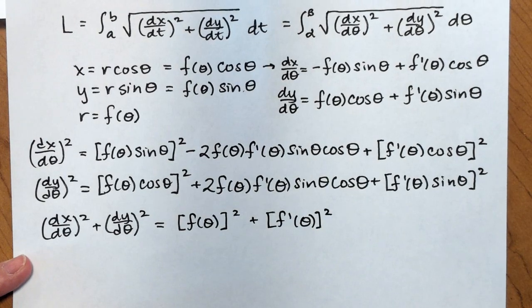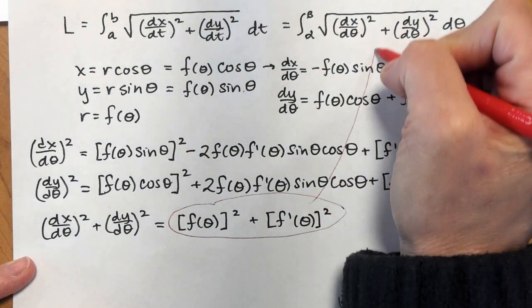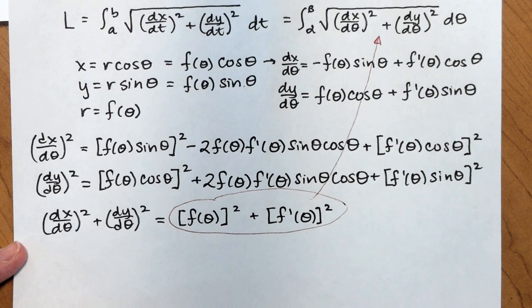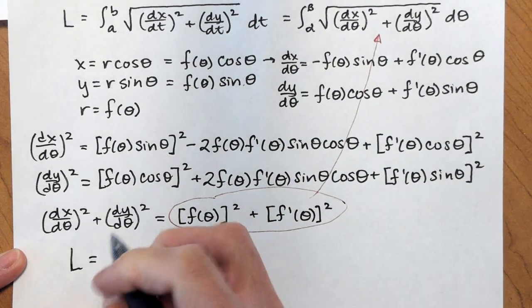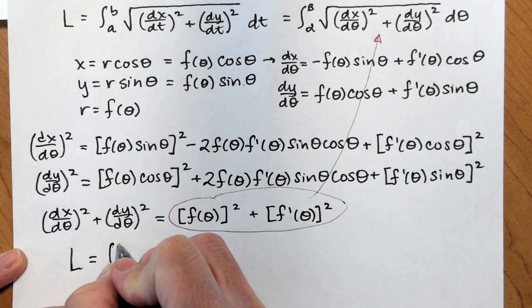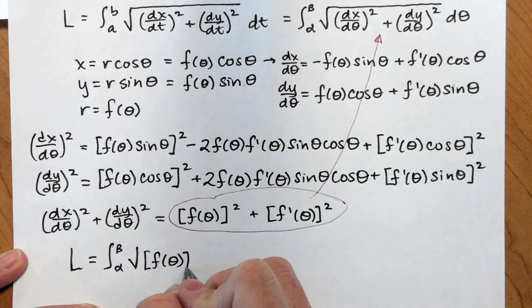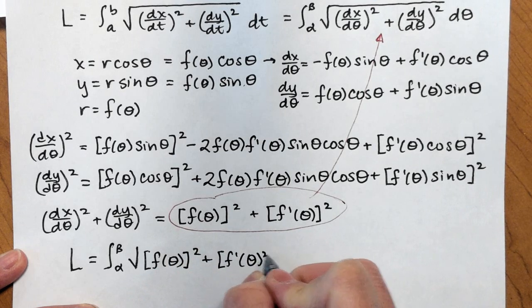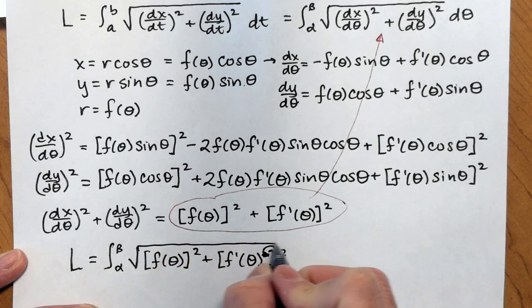Okay, so now we're going to take this nice simplified expression we just got and plug it back into this parametric form of the formula for arc length. And so I'm going to get, arc length equals the integral from alpha to beta of the square root of f of theta squared plus f prime of theta squared. Oops, sorry, that should be out there, squared. Okay, d theta.